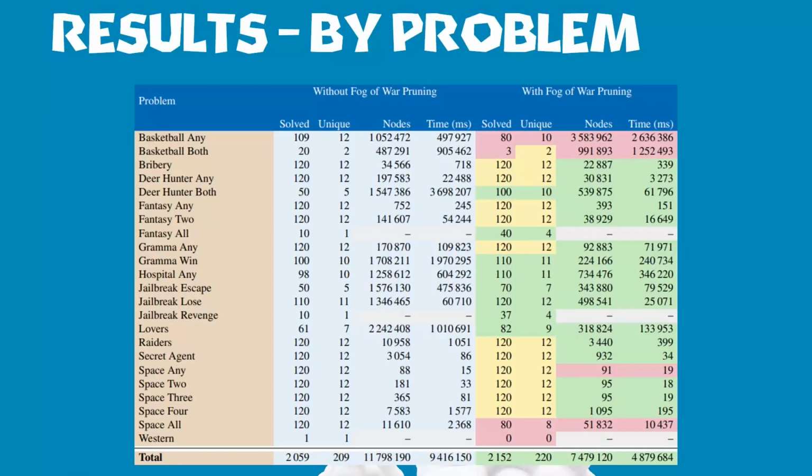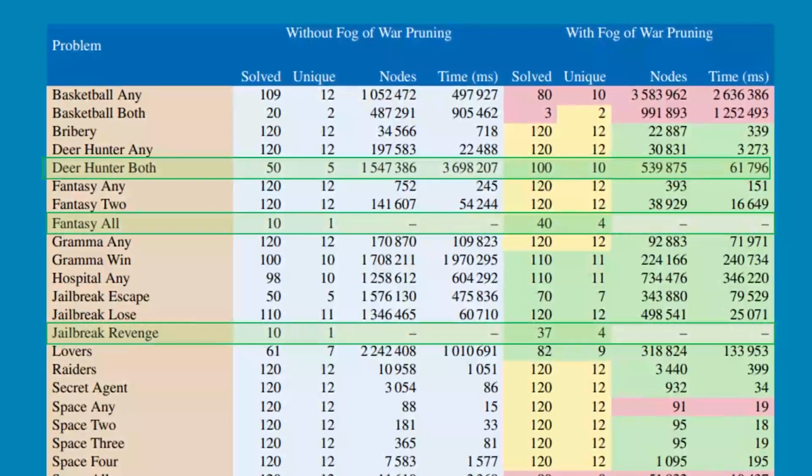We categorized every planner on that problem here in this table. Across the benchmark suite, Fog of War pruning improves both nodes visited and runtime for the majority of problems. In large narrative spaces like Deer Hunter Both, Fantasy All, and Jailbreak Revenge, 3 to 5 additional planners now find solutions, and in some problems, these gains come with dramatic speedups. Deer Hunter Both cuts the node expansion by 65%, and runtime is reduced by 98% in comparable runs.